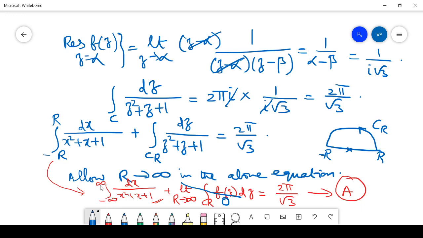Of course, you keep in mind that the limits here should be minus infinity to plus infinity. If it is not minus infinity to plus infinity, you adjust the integral in such a way that the limits become minus infinity to plus infinity, and then use the corresponding contour to evaluate the value of this integral. With this, we complete the evaluation of the given integral.